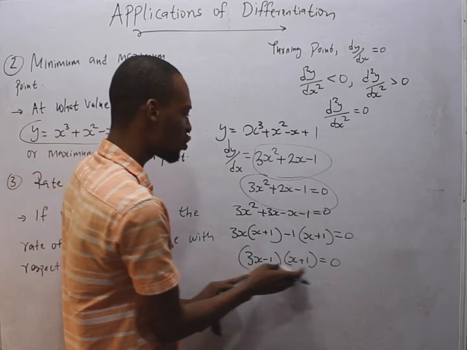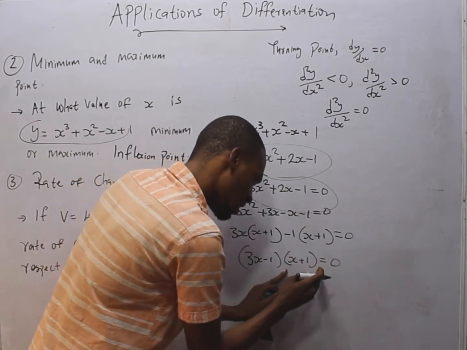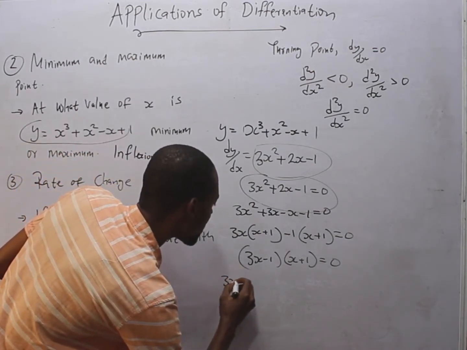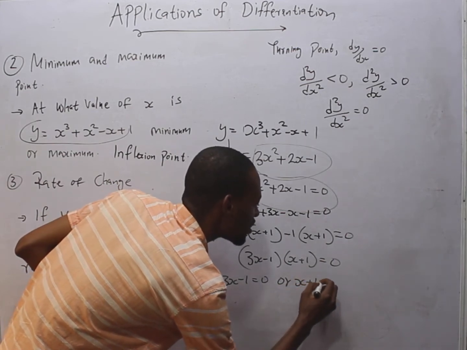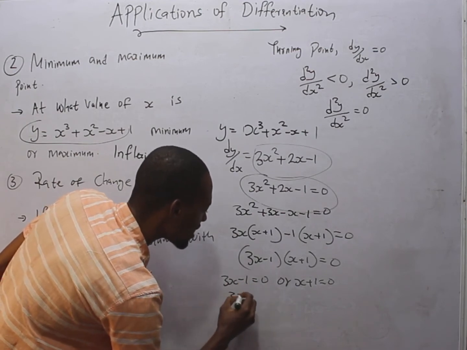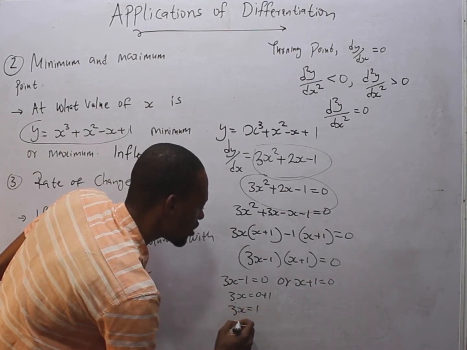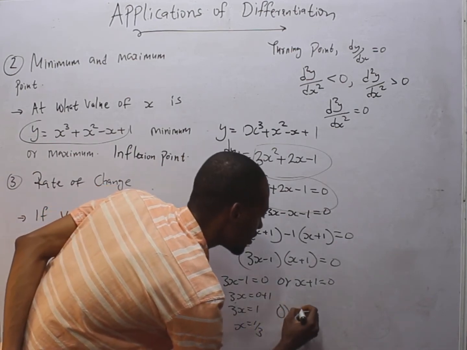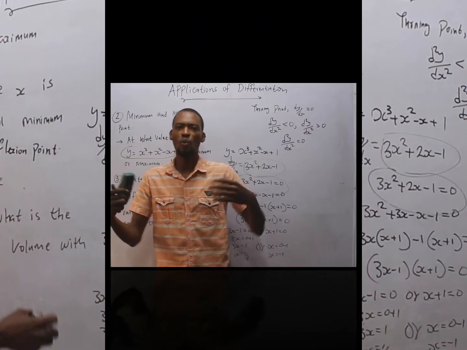And anytime you are given two brackets together equal to 0, it simply implies that this is equal to 0 and this is also equal to 0. So the solution to this equation becomes 3x minus 1 is equal to 0, or x plus 1 is equal to 0. If 3x minus 1 is equal to 0, it means 3x is equal to 0 plus 1. It means 3x is equal to 1. It means x is equal to 1 over 3. Or x is equal to 0 minus 1. x is equal to minus 1. What have we done so far?